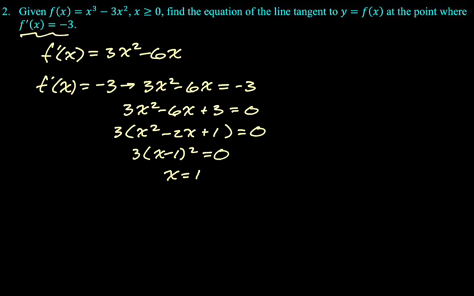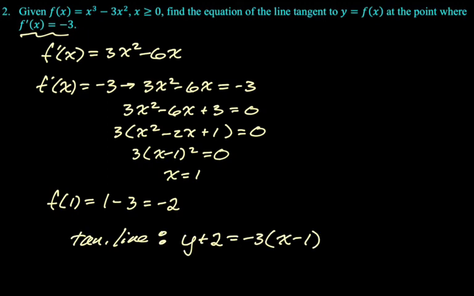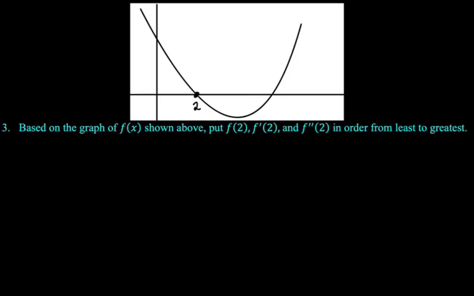So if you go back to f of x, which is x cubed minus 3x squared, and you plug in 1, f of 1 is 1 minus 3, so -2. And then if we write our tangent line in point slope form, because that's what we do, we'll have y plus 2 equals -3 times the quantity x minus 1. Kind of an interesting problem, a little variation on what you usually end up doing. All right, let's take a look at the next one.